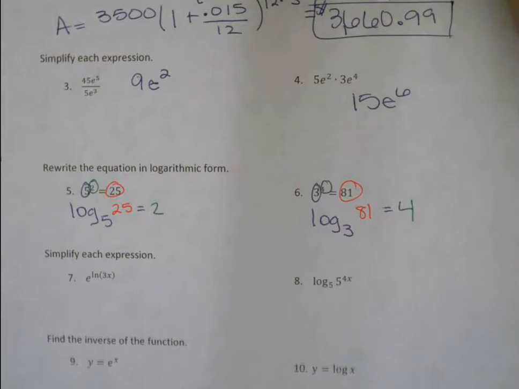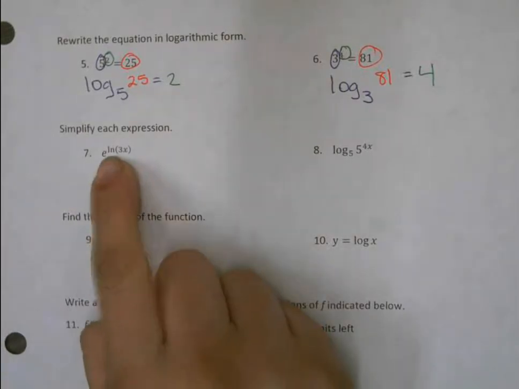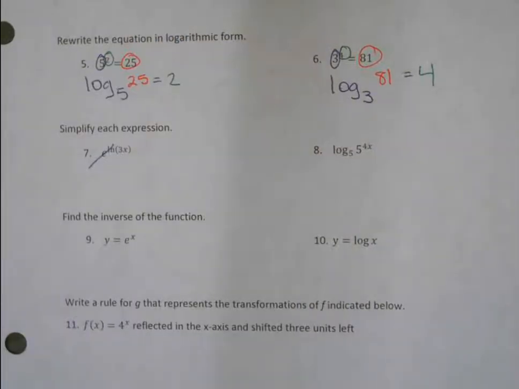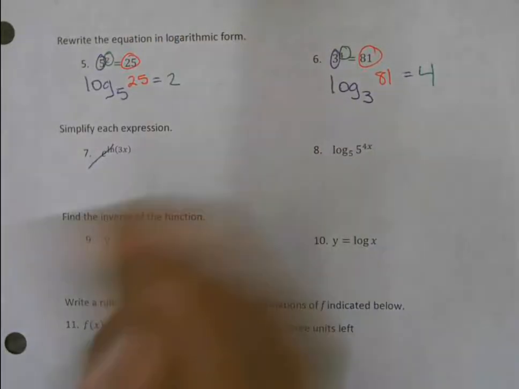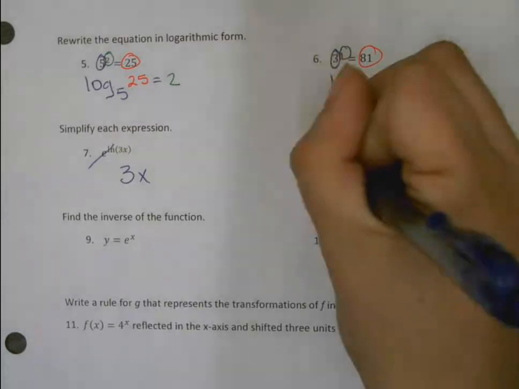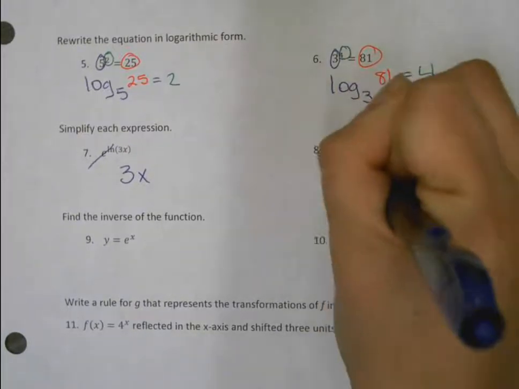Okay. Number 7 says to simplify the expression. Remember, I told you e and ln are inverses of each other. So e to the ln, that part cancels out, and all I'm left with is 3x. Number 8 is log base 5 to the 4x. So what's going to happen here? The log base 5 and 5 cancel out, and I'm just left with the exponent, so the 4x.